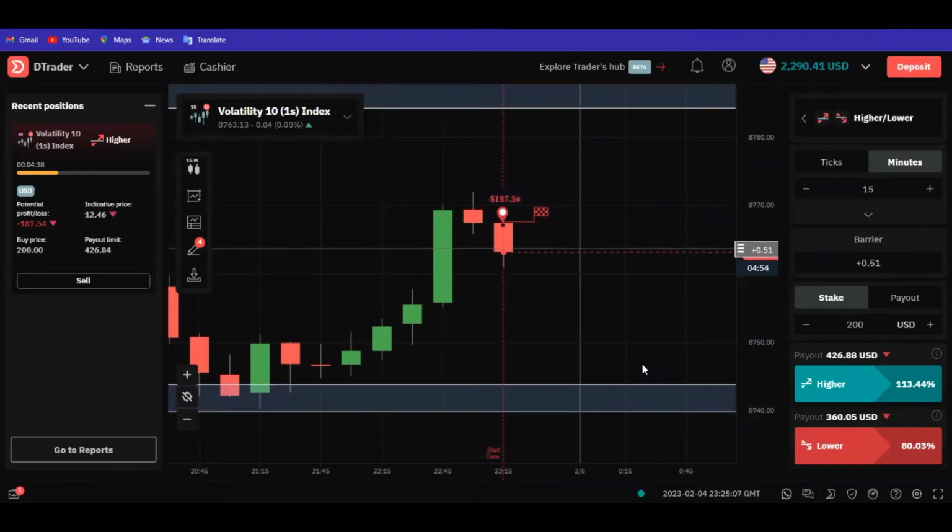Inatrap watu sasa, ni kublow, it is blowing them now. Okay, so let's wait. It must turn green. 4 minutes remaining. You can see. Inaitwa price action. Ukishajua price action ni hivyo.